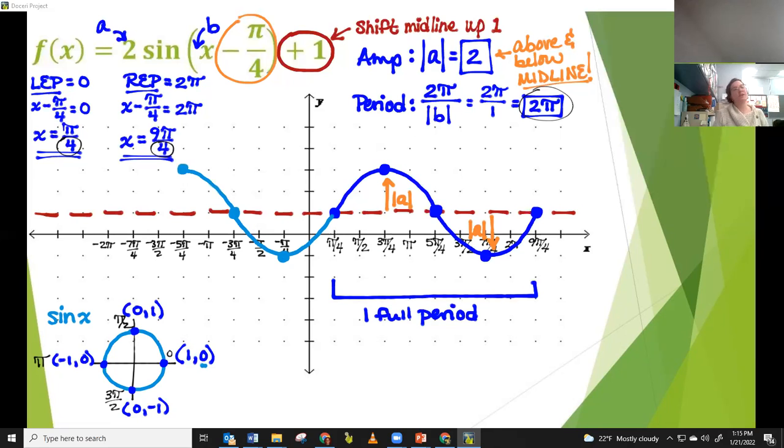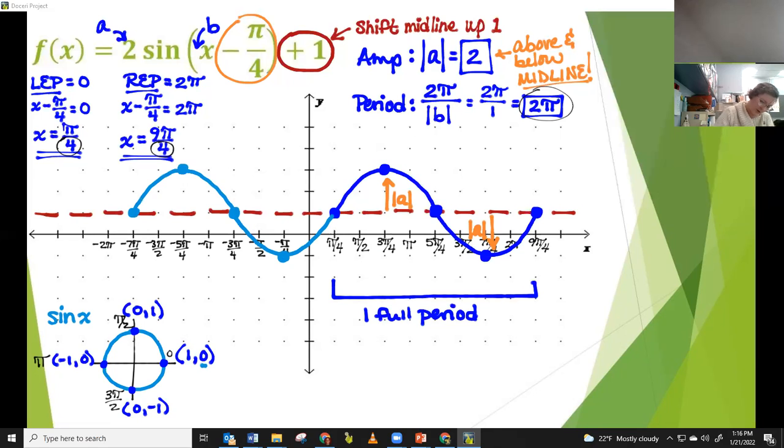And give me my last point so that I can finish out this second full period. Negative 7 pi over 4 and 1. Beautiful.